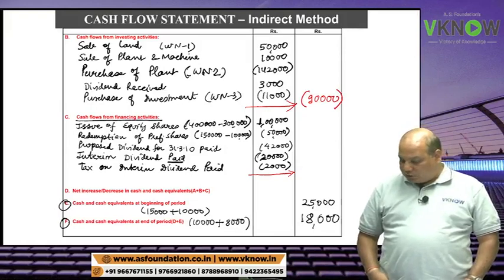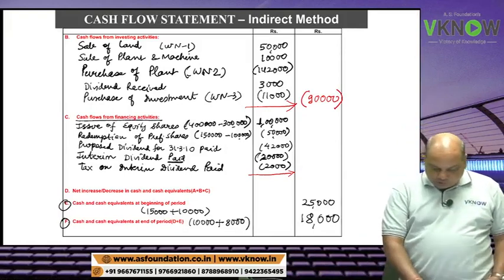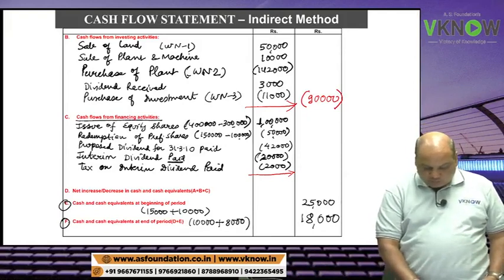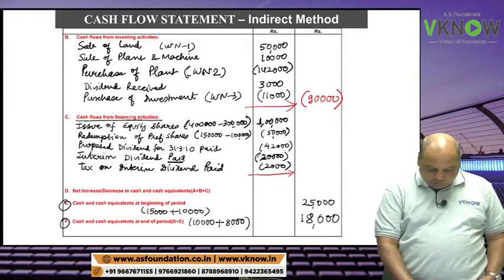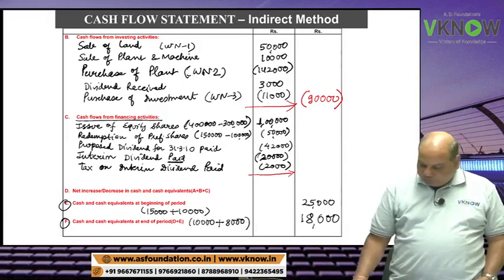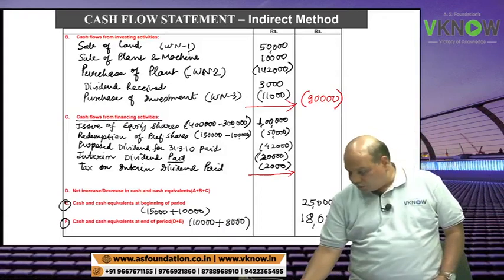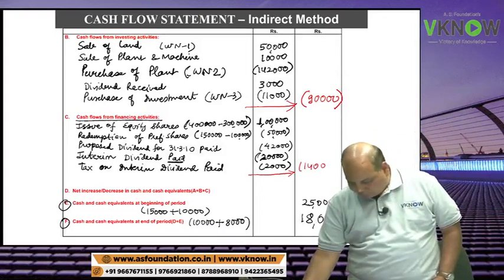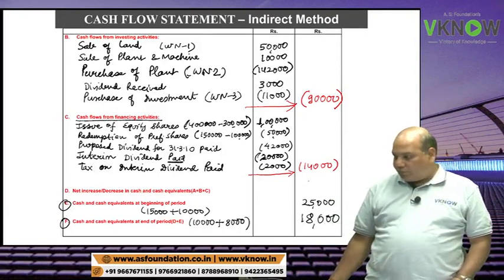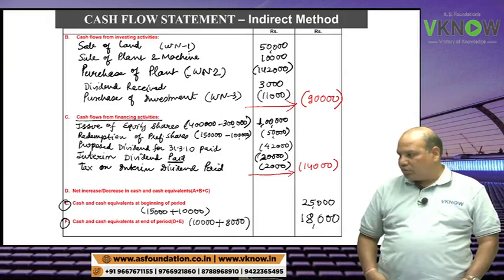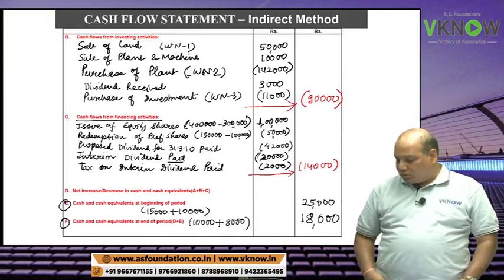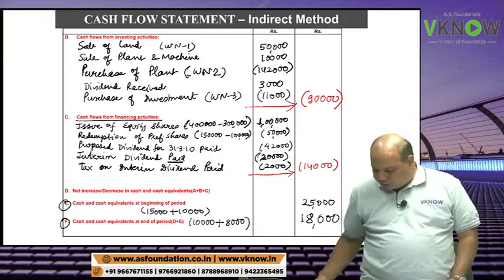Is it 90,000 negative? Okay, now the next task is financing activity. 1 lakh minus 50,000 minus 42,000 minus 20,000 and minus 2,000. So here I am getting 14,000 negative. 14,000 negative. Next is tell me the total.